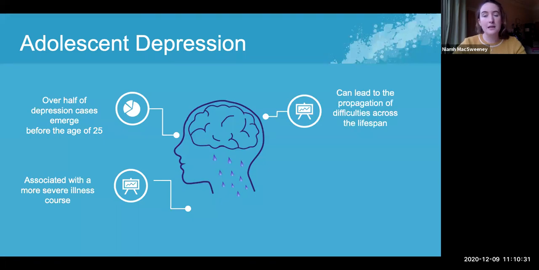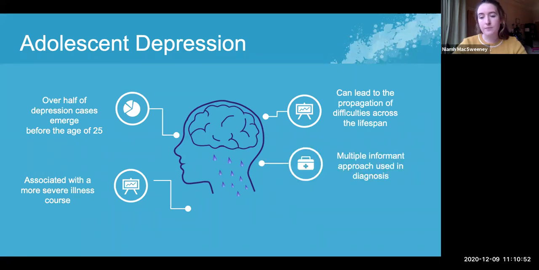This can lead to a propagation of difficulties across the lifespan. We know that depression during adolescence is associated with lower educational attainment, as well as strained social relationships. And this really does compound the burden of depression during what is already a time of significant challenge.